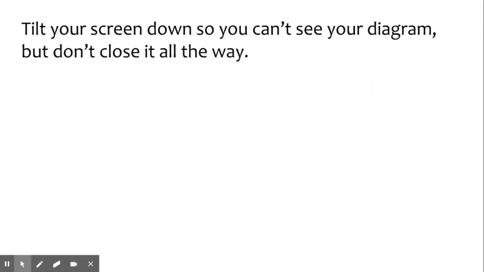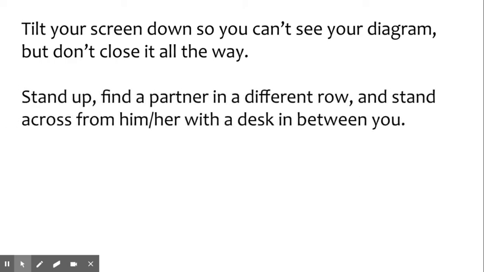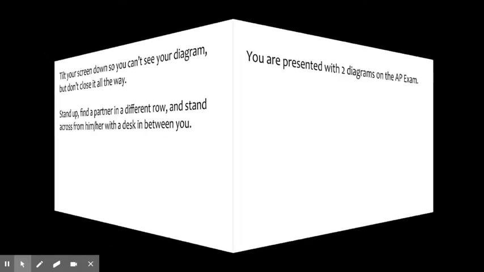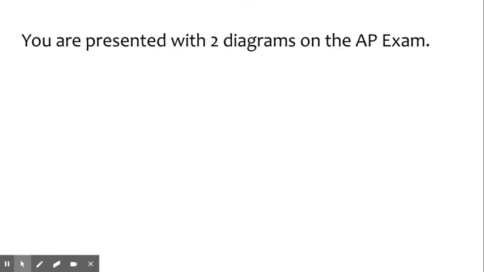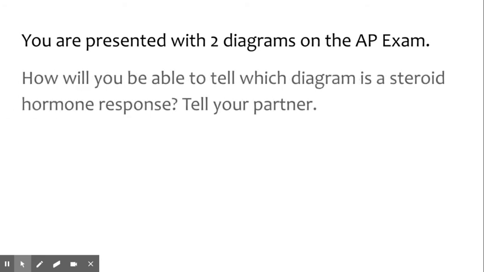Okay, so I'm going to do a little review activity with my in-person kids, and it says to tilt your screen down so you can't see, but you're not going to want to do that because you're going to want to see the questions. And so they're going to pair up with someone. If you have someone in your household that you want to tell these answers to, feel free to do so. So let's say that you're presented with two diagrams on the AP exam. How will you be able to tell which diagram is a steroid hormone response?